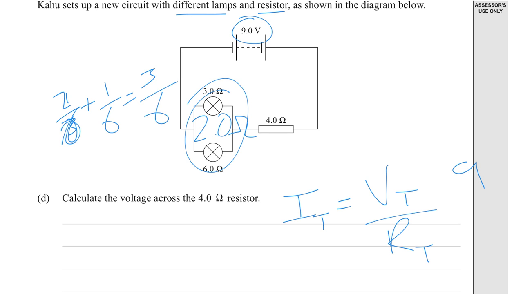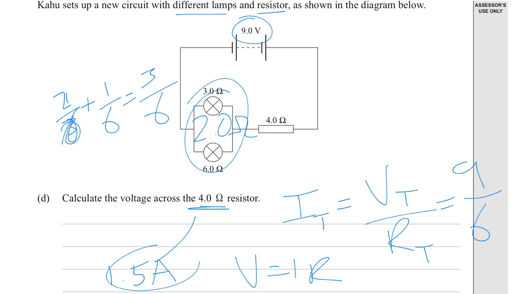So you've got 9 volts over 6 ohms. That's 1.5 amps. Okay, so when your current through the 4 ohm resistor is 1.5 amps, the voltage across it is going to be I times R. Your current is 1.5 or whatever it is, calculating from there in case I've made any mistakes, times the 4, so it's going to be 6 volts. That leaves 3 volts across the other side.